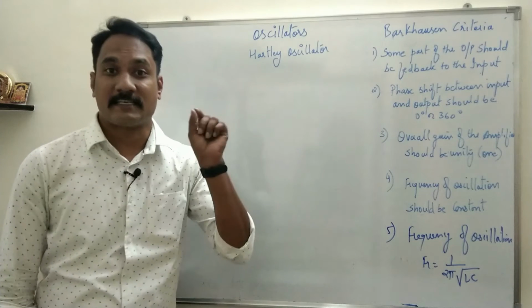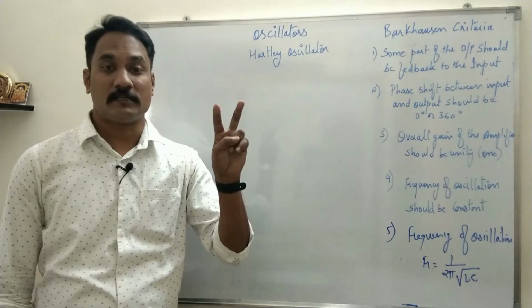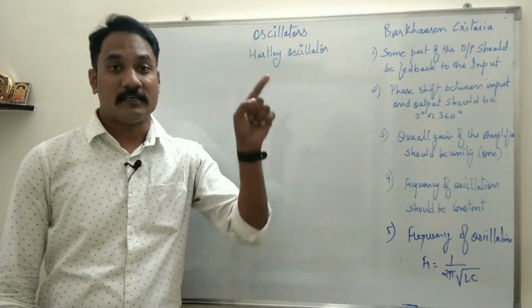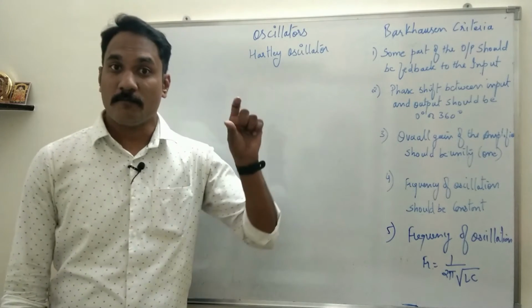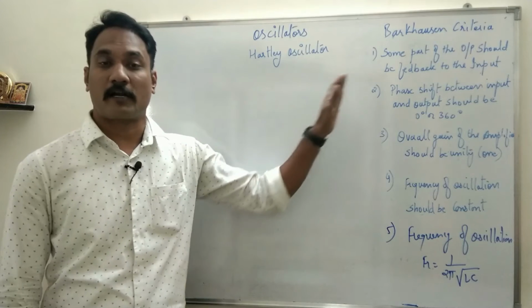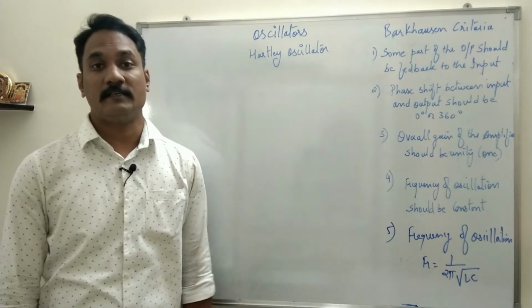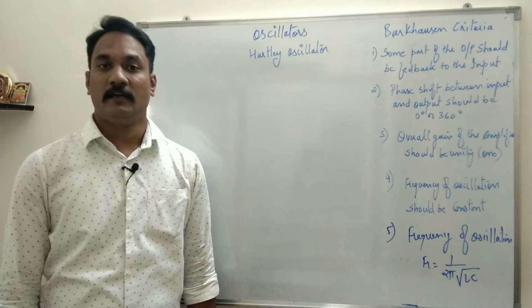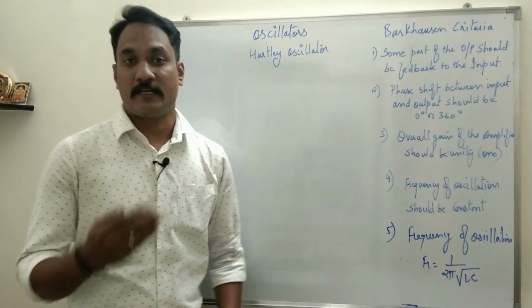will be sustained oscillation. I hope you remember damped and sustained oscillation. Damped is where the strength of the signal keeps on decreasing with respect to time. But for sustained oscillation, the amplitude should be constant, and for that Barkhausen has suggested four criteria. If all four criteria are satisfied in the circuit, then the output will be a sustained oscillation. So please try to understand.